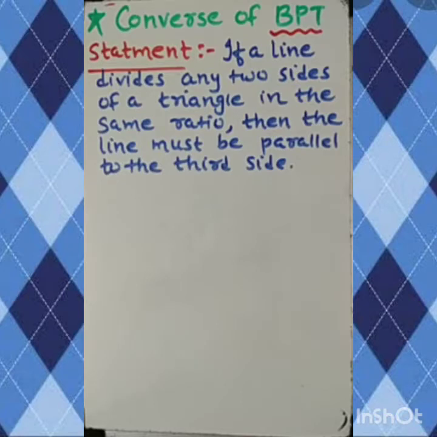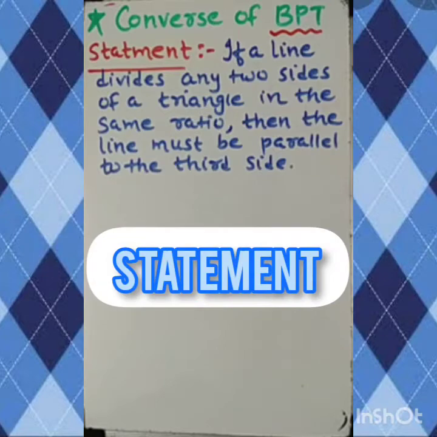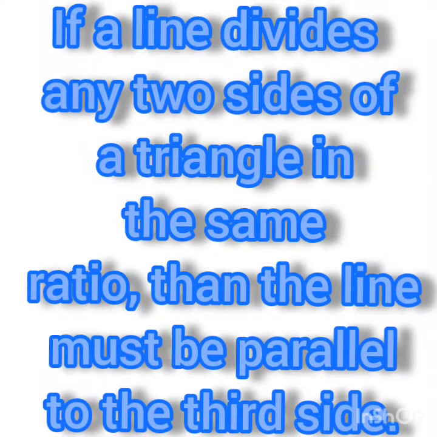Let's see the converse of the basic proportionality theorem. Though it is not asked in the board exam, the result is very important. So please learn the statement. If a line divides any two sides of a triangle in the same ratio, then the line must be parallel to the third side. Okay, this is the statement.